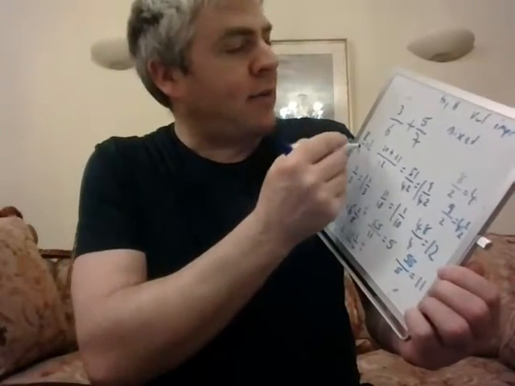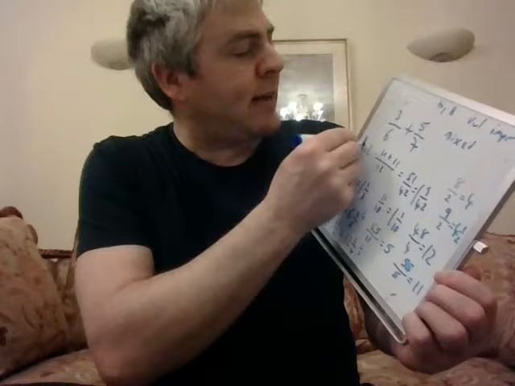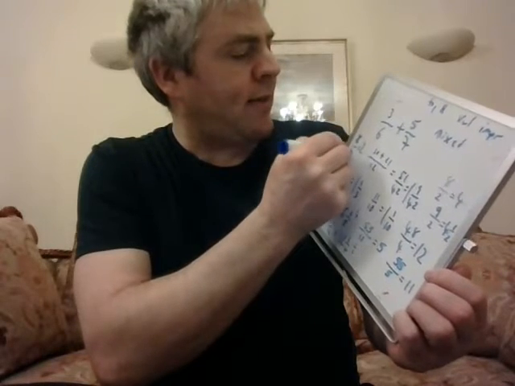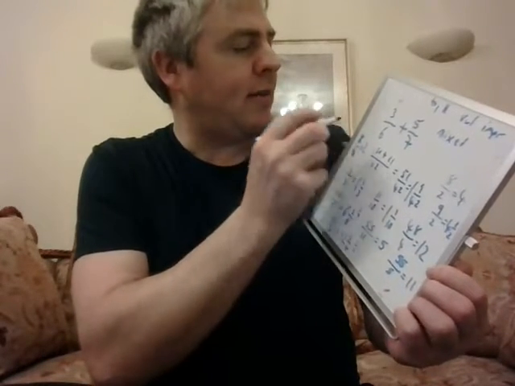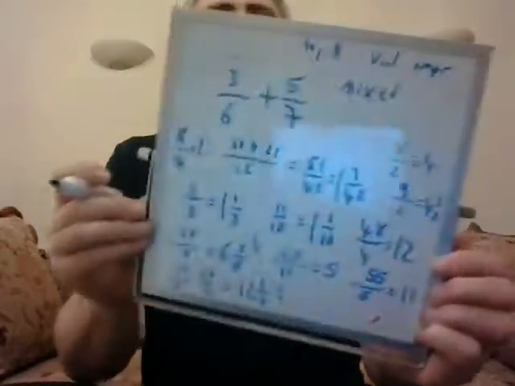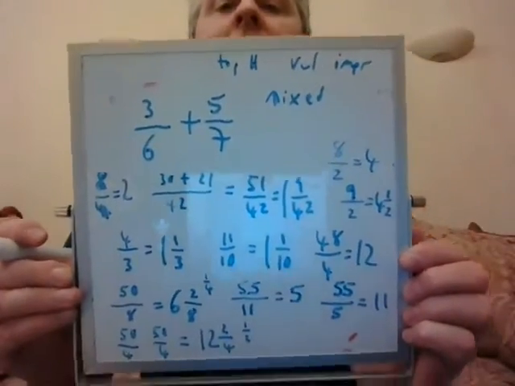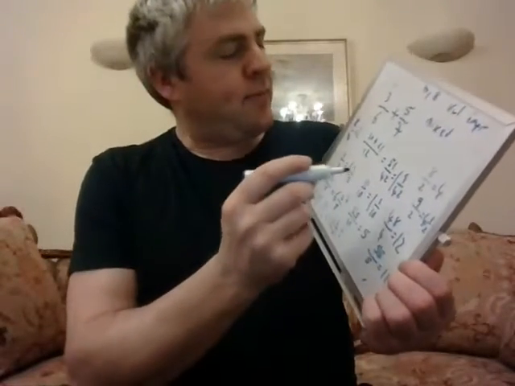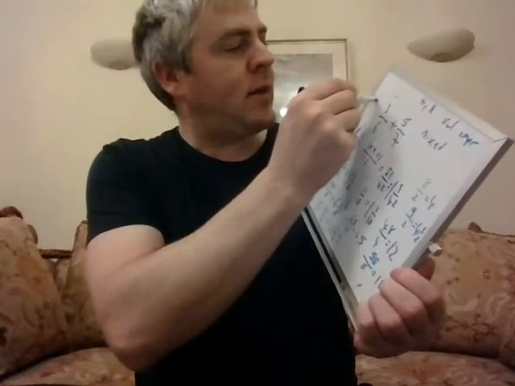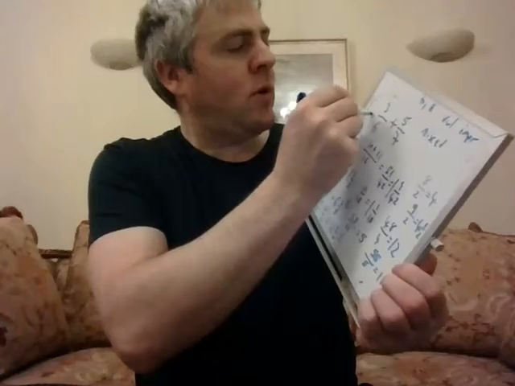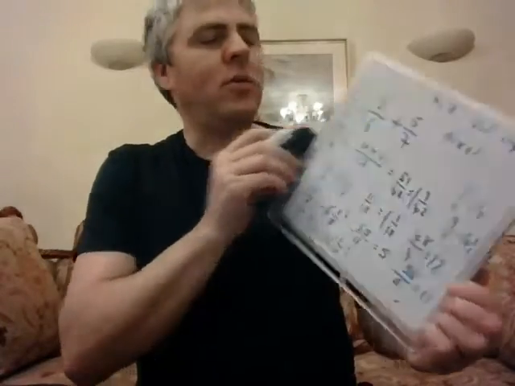Here I've got 8 over 4, which is 2. So that goes into it exactly. That's 8, and that's 4, and that's 2 there. So 8 over 4 equals 2.